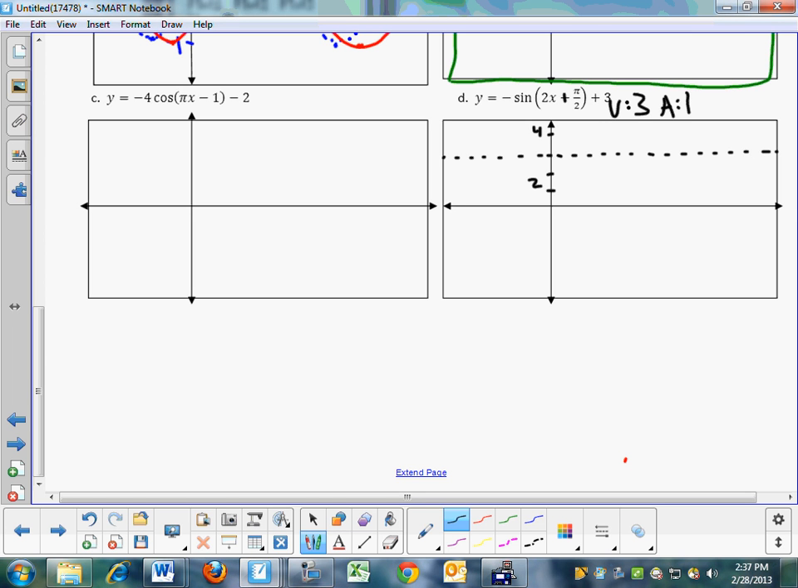Any questions how I generated that? Okay, just doing those 2 steps, you're halfway done with this. What's the period? Good, the period is pi. So I take pi and I divide it into 4 parts.